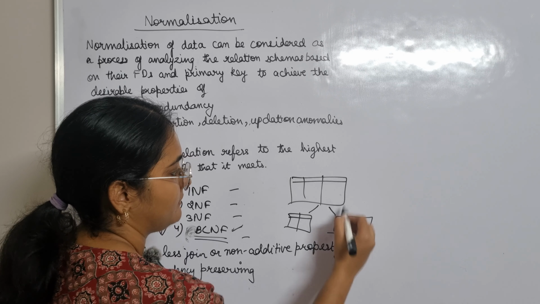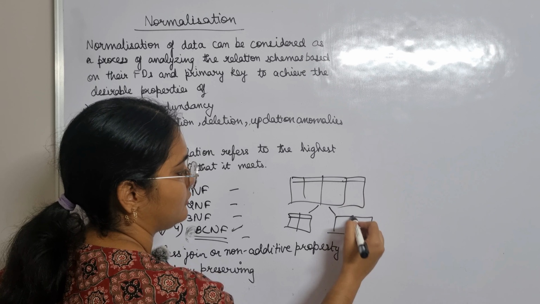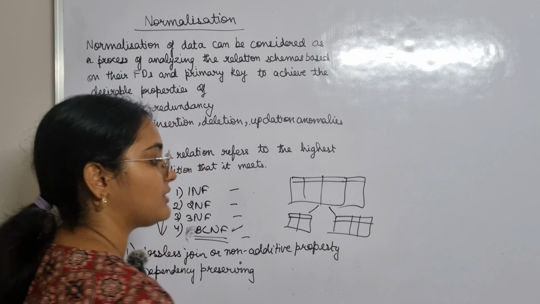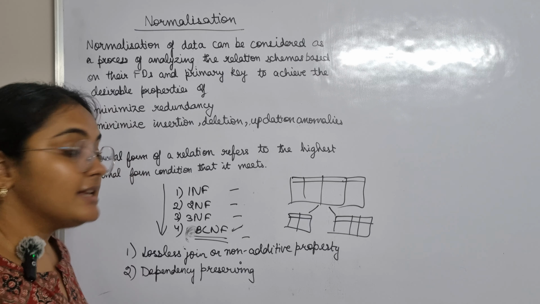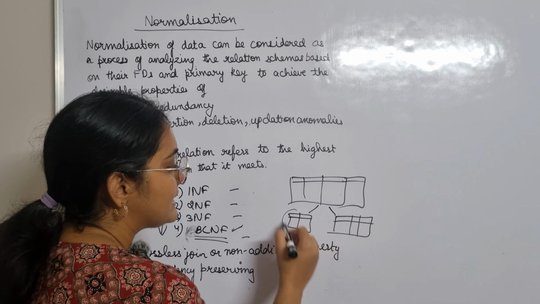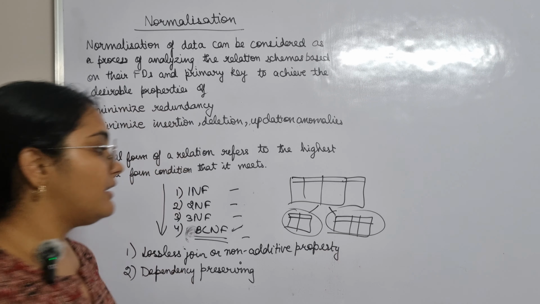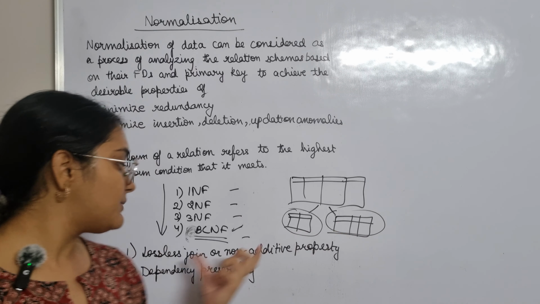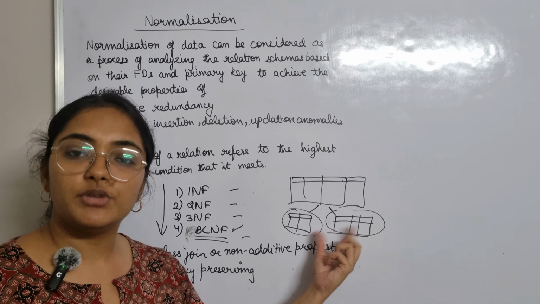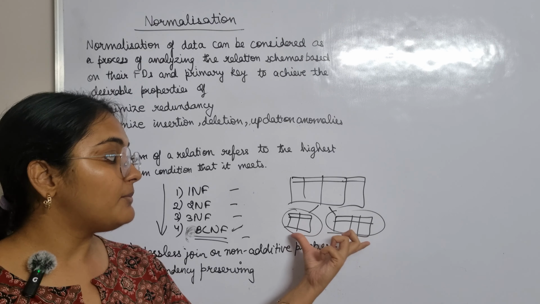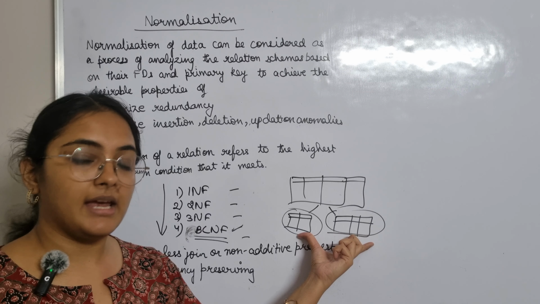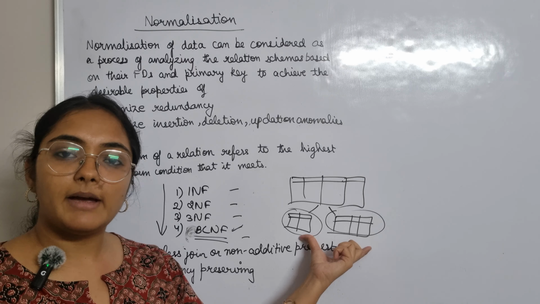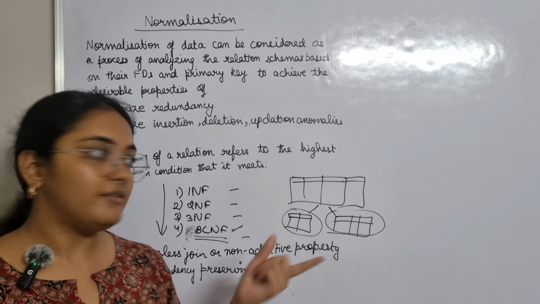Let's say this was of 4 attributes, and we have broken it into 2 relation schemas, this and this. After decomposition, we have to make sure that this property ensures that no spurious tuple generation happens because of this decomposition. So what is this problem? I have also discussed it in another video, and I will relate to it.